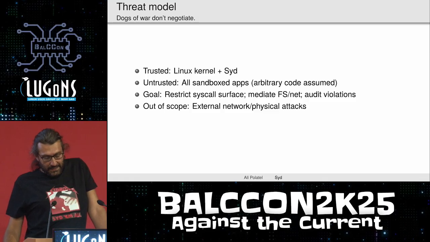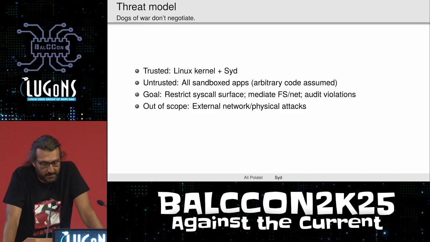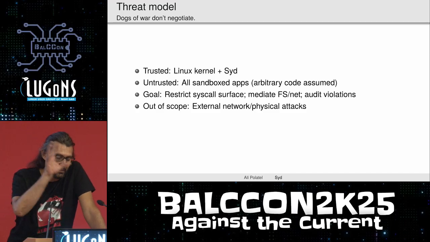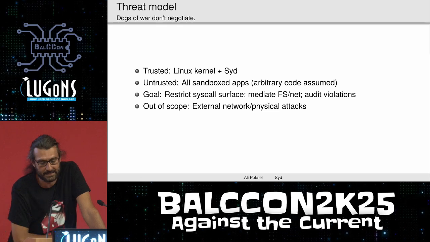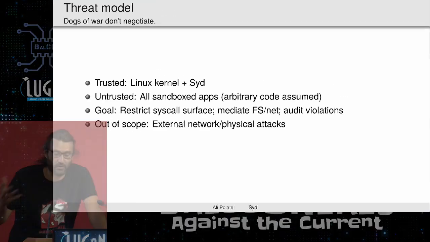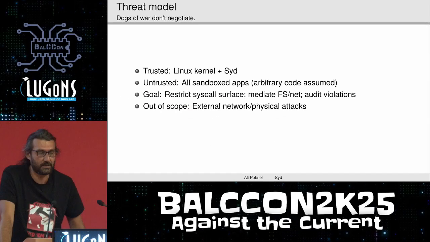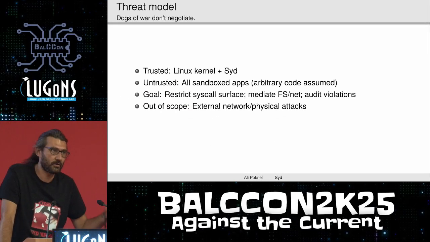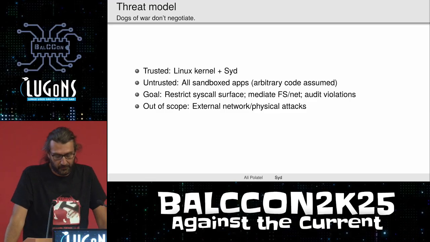And the threat model, now this is the important part because we need to draw the line somewhere. We take seccomp's threat model and adhere to that mostly. In this model, the Linux kernel and the Syd binary are trusted, and anything running under it is untrusted. This means all sandboxed apps, and we assume they have the ability to execute arbitrary code. Our goal is to restrict the system call surface, to mediate file system and network, and to provide violation logs so the user can quickly adapt their profile for their needs.